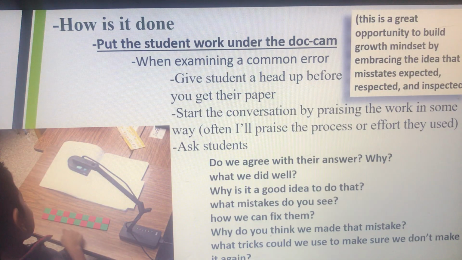So when you put student work under the doc cam and you're examining a common error, first thing, when you're walking around, give students a heads up that you're going to take their paper. Second, when you start the conversation, start by finding some way of praising the student's work. This is a phenomenal opportunity for you to build growth mindset, to create a culture in your classroom that's okay with making mistakes. Because if you're not making mistakes, you're not challenging yourself. And if you're not challenging yourself, you're not learning new things, and you're certainly not pushing yourself to learn as much as you could, right? So we want kids to be okay with making mistakes in our class.